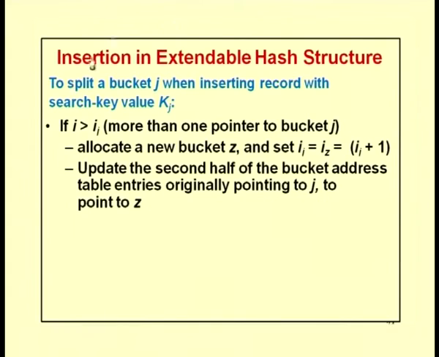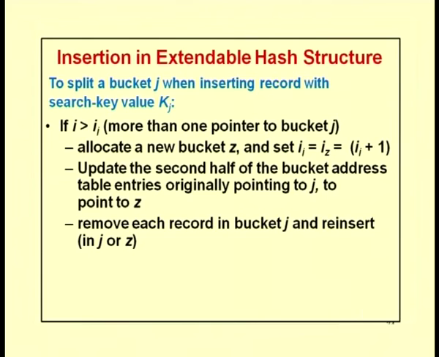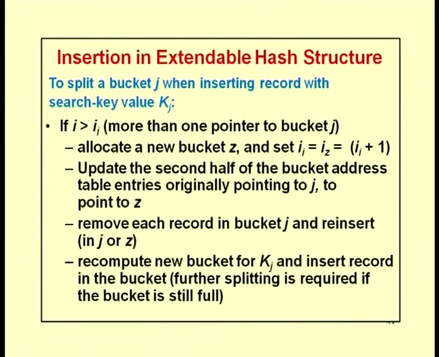Now, what you do is, you split the original bucket into two, and the lower half is shifted to the new bucket which is created now. Remove each record in bucket j and reinsert it, recompute the new bucket for kj, and insert the record in the bucket. Further splitting is required if the bucket still happens to be full. So, this is the way it is done if i is greater than ij.